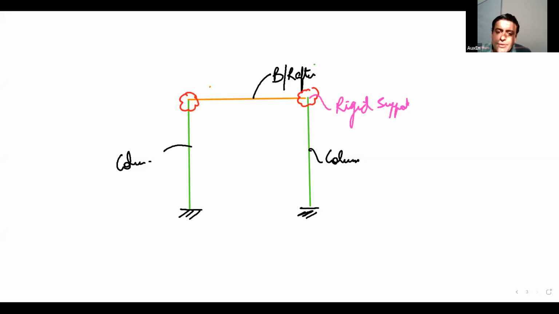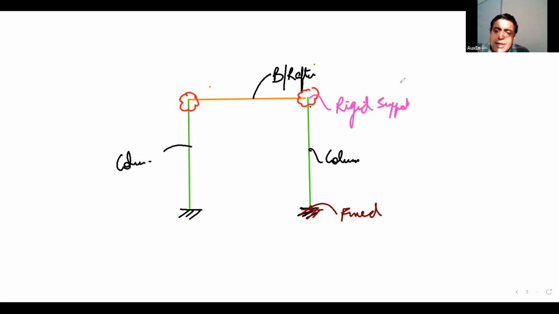What do we mean by rigid support? Most of you know this answer. So rigid support means, and if I call this a fixed support. Okay, Mr. Vijay is saying fixed. Okay, if this is fixed and if this is rigid, what is the difference between these two? Can anyone tell me? Let us say at the base, we want to create a fixed support, and at the beam column junction, we want to create a rigid support. What is the difference between rigid support and fixed support?